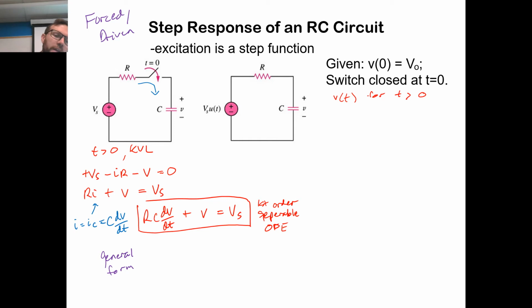Notice that we have RC there. The general form, RC is tau in an RC circuit, right? So the general form is, if we're just talking about a generic variable like x, tau times the derivative of x plus whatever the function is, x, is equal to the steady state value at x equals infinity. I can't remember if I usually cover that after deriving this.